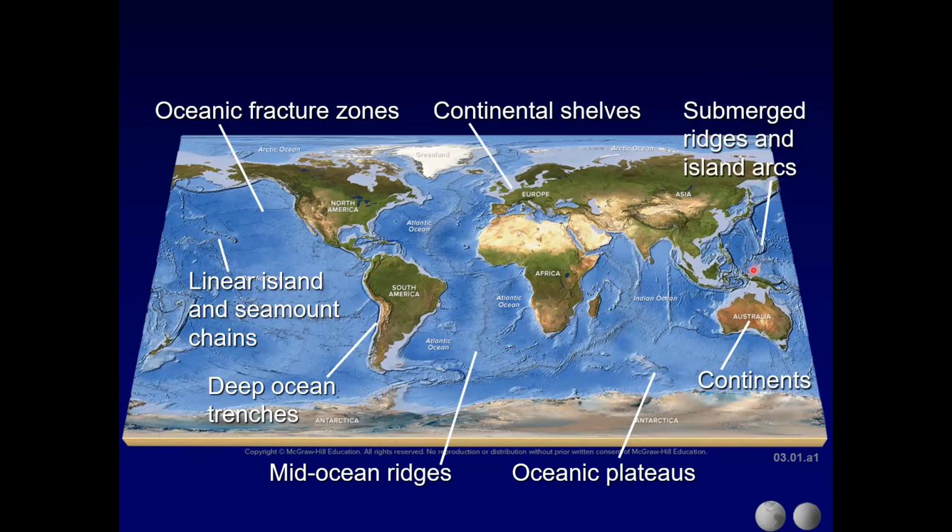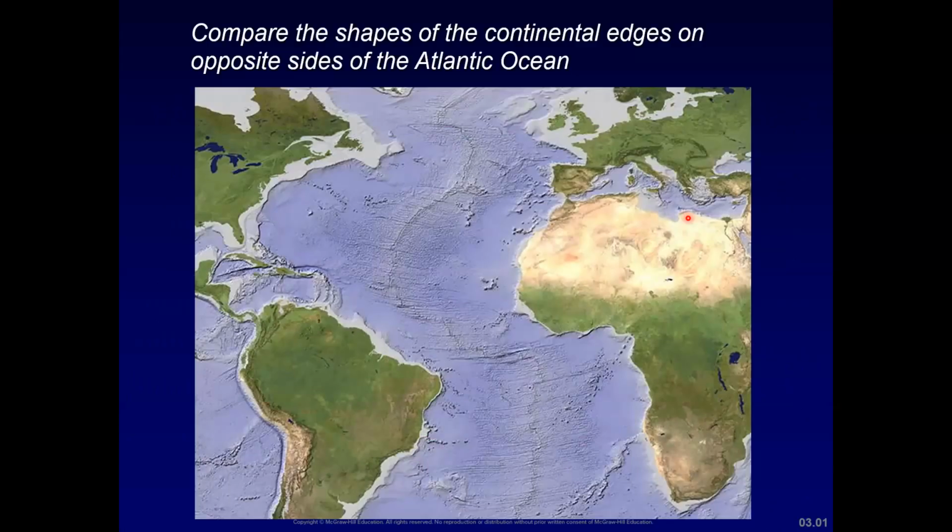Submerged ridges and island arcs near Japan. Huge continental shelf north of Europe. Plateaus like the Tibetan Plateau. All right, we're zooming in on the mid-ocean ridge. We can compare the shapes of the continental edges on opposite sides of the Atlantic Ocean. This figure is not in the book, but that's all right. It's a simple world map.